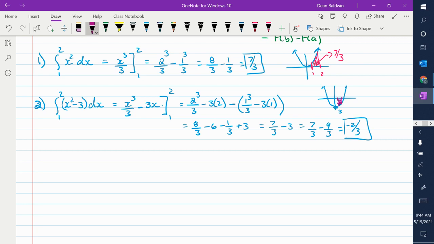Okay. Do a couple more. And then, number 3. Integral from 1 to 4 of 3 root x dx.